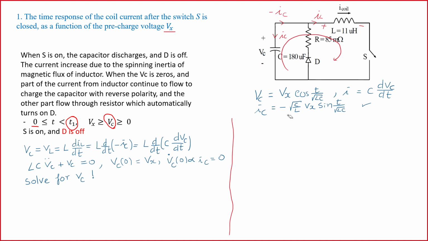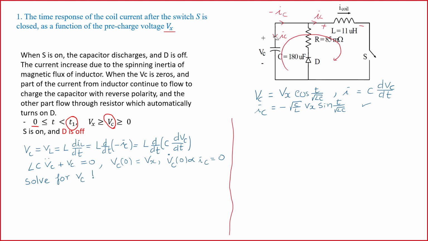The solution for VC is VH cosine of t over the square root of LC. To find the current, because the current going through the capacitor and the current going through the inductor are the same, feel free to interrupt if you don't understand. I can be found by just taking the time derivative of VC.